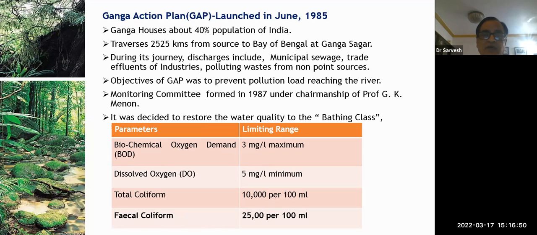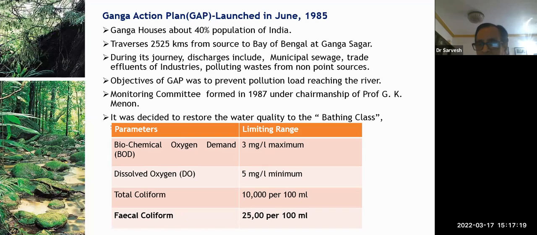They were being dumped directly into the river. The Ganga Action Plan, GAP, was launched to reduce the load of these pollutants, particularly sewage and other general waste reaching the body of the water. The monitoring committee was formed under the chairmanship of Professor G.K. Menon, and it was decided to restore the water quality to the bathing level. Bathing level means BOD of 3 mg per liter, that is 3 ppm.